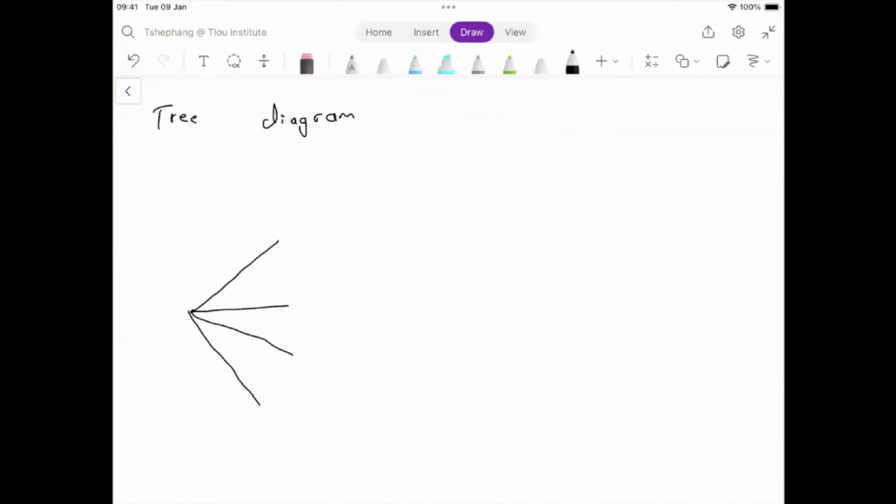Now, let's say we are rolling a die with 4 sides. It's not a cube now, we've managed to make a shape with 4 sides. We have 1, 2, 3, and 4. Those are the sides that we have.